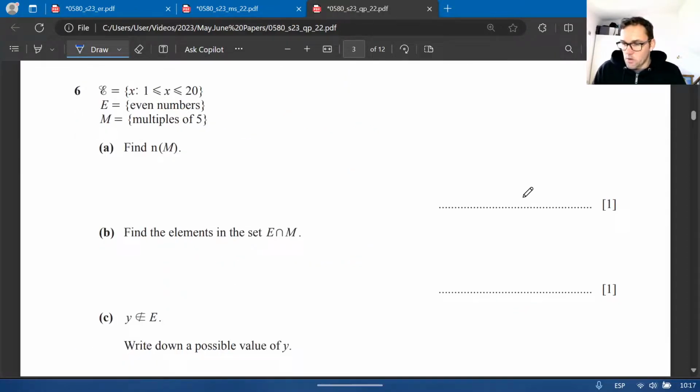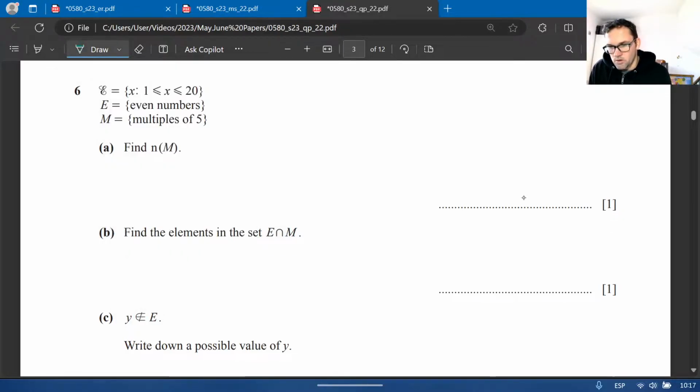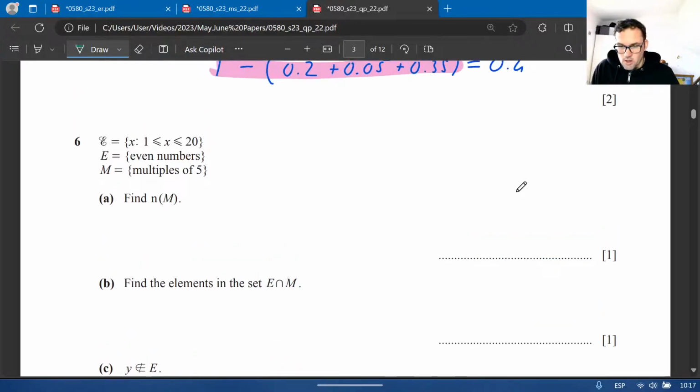Question 6, we got sets. We got a universal set. So we're looking at all the numbers from 1 to 20, including 1 and 20, because it's a less than or equal sign. Right, now then we got one set where E is all the even numbers and M is the multiples of 5. Now you don't have to do this, but if you want to draw a little Venn diagram showing this, you're perfectly allowed to.